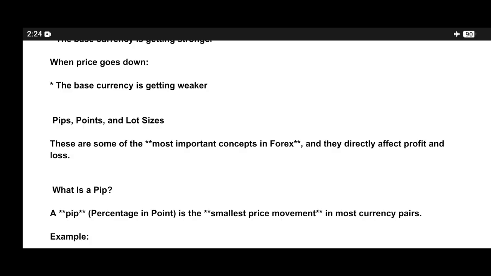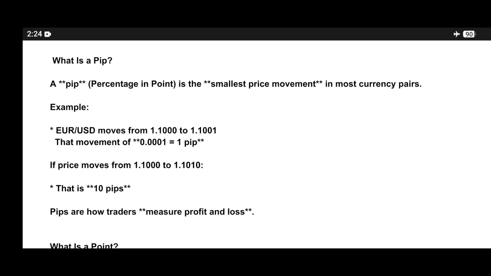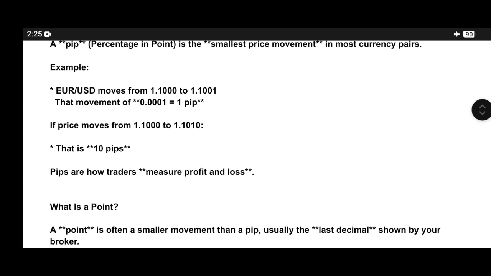So what is a pip? A pip simply means percentage in point. It's the smallest price movement in most currency pairs. Example, Euro USD moves from 1.1000 to 1.1001. The movement of 0.0001 equals 1 pip. If the price moves from 1.1000 to 1.1010, it means that the market has moved by 10 pips. Pips are how traders measure their profit and loss.